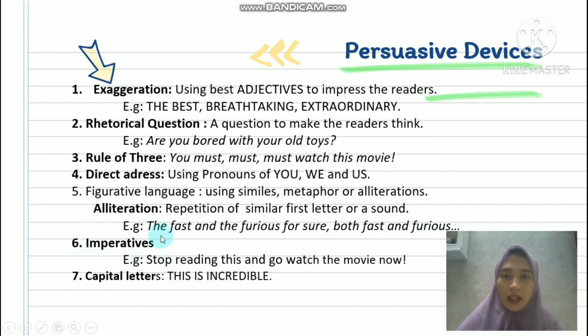Imperatives. It means asking the reader to do something. This is usually placed in the end of the persuasive text or as a conclusion. Yeah, stop reading this and go watch this movie now. Okay, there is an imperative sentence here. Yeah. And the last one is capital letters to emphasize the sentence. This is incredible. Okay, please reread this persuasive text again.